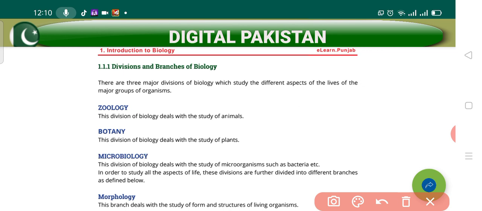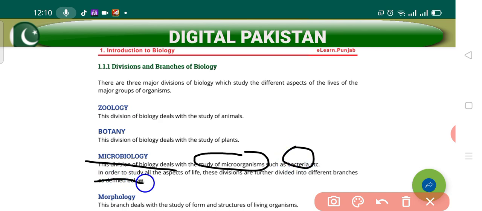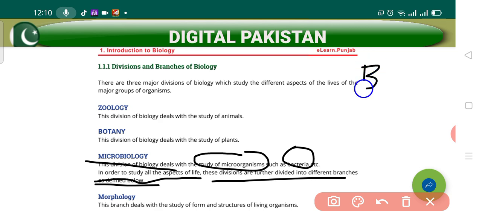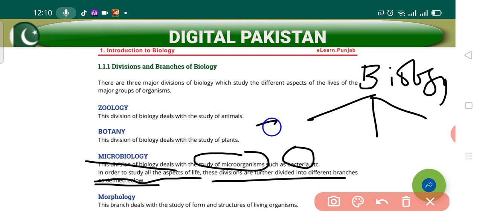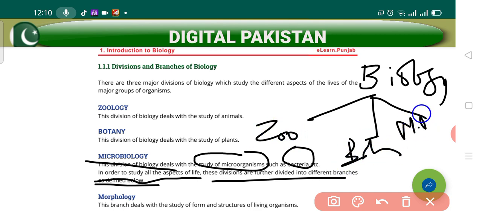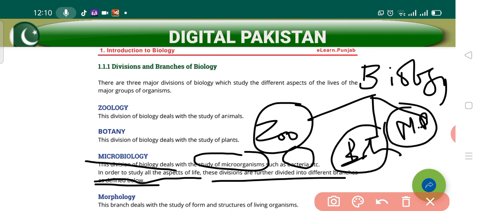If you read the definition, it is like this: this domain of biology deals with the study of microorganisms such as bacteria. In order to study all aspects of life, these divisions are further divided into different branches. Did you get it, students? Biology has three divisions: the first is zoology, the other is botany, and the third is microbiology. These divisions include many branches, and there are further branches of the divisions.